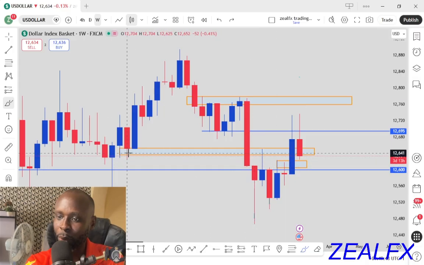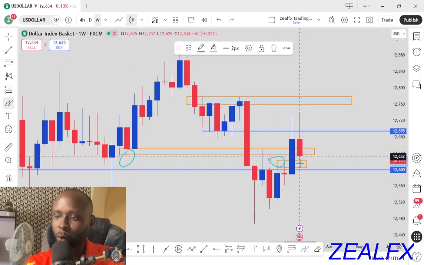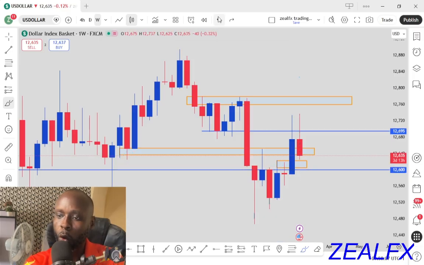You can see that we also point out this level and these areas that we expect price to react to before we can see price resumption of a bullish move for the DSY. And you can see that price is already reacting to those levels. So long as price is reacting to this level, and if price can hold on this level, we will see price pushing higher for the DSY, which shows that the dollar will be strong for the coming week.